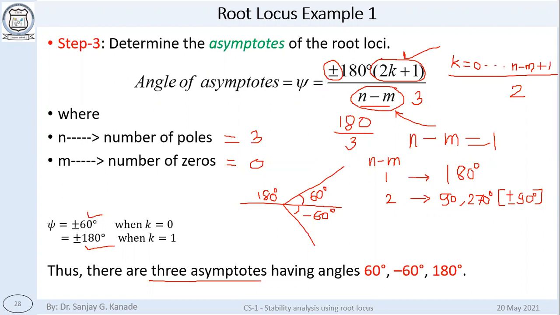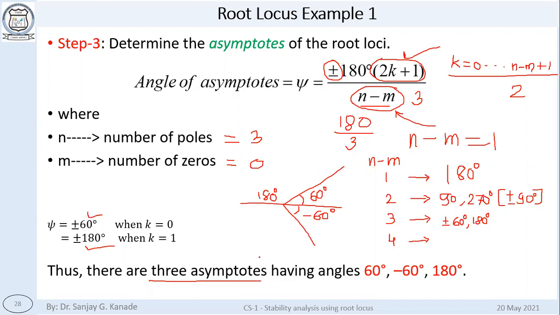Okay. If the value is 3, what will you get? You will get the case like this, plus minus 60 and 180. Okay. If n minus m is 4, what will be the values? Somebody tell me quickly. It is basically what we are getting, 180 divided by n minus m.